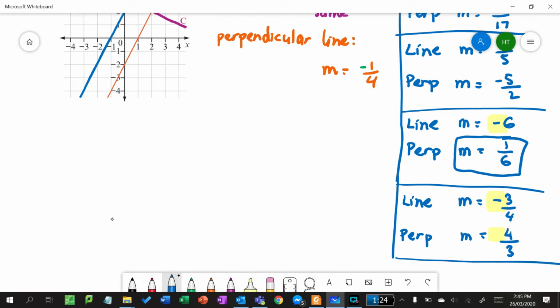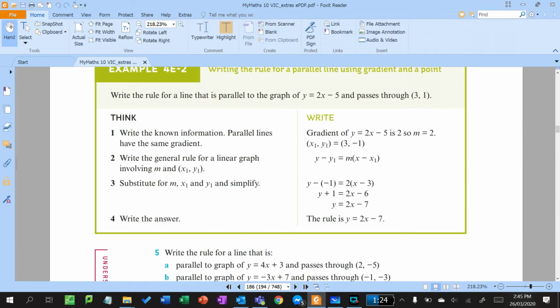Now let's take a look at some examples. Let's see a few from the book.